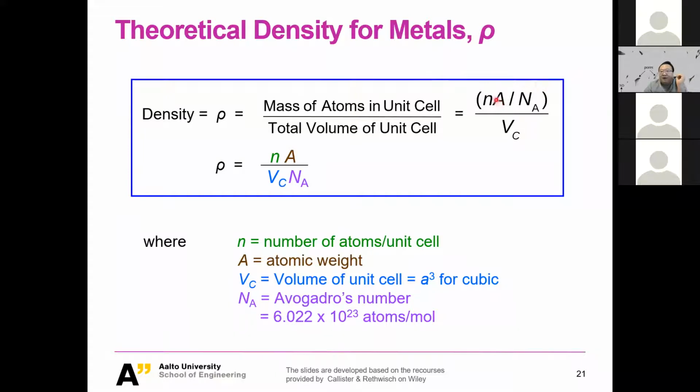Where was I? Okay, I was telling you how to get the mass of an atom. If you know the atomic weight, and you just divide the weight by the Avogadro number, you get the weight of an atom. And how many atoms are in your unit cell? N. So N times that number divided by the volume of the unit cell. So this is the simple equation.